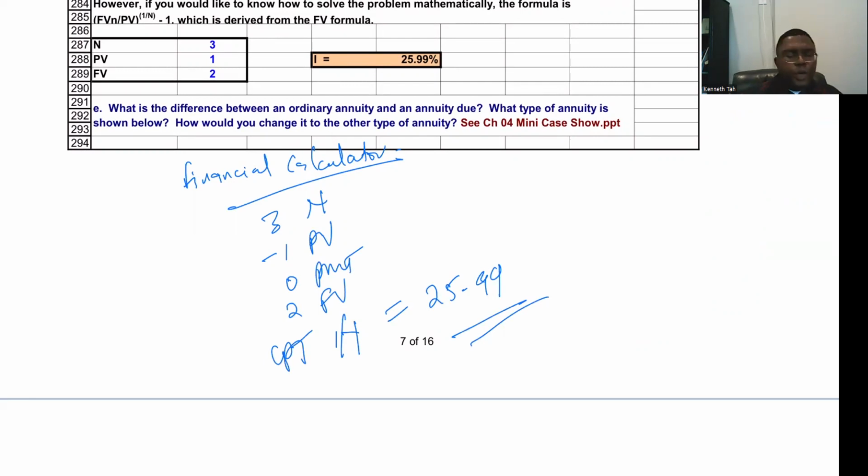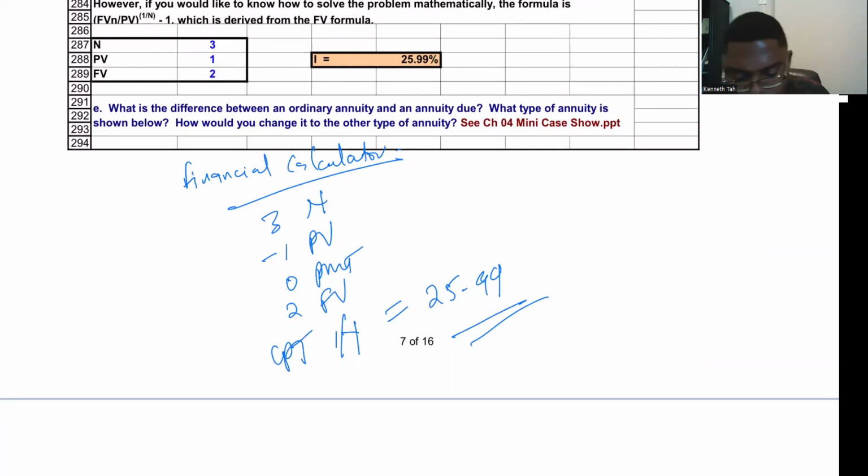So we have worked with lump sum, and we have seen how to calculate the present value and the future value of a lump sum amount. We have also seen how to calculate N, which is the number of period, and how to calculate I, which is the interest rate.